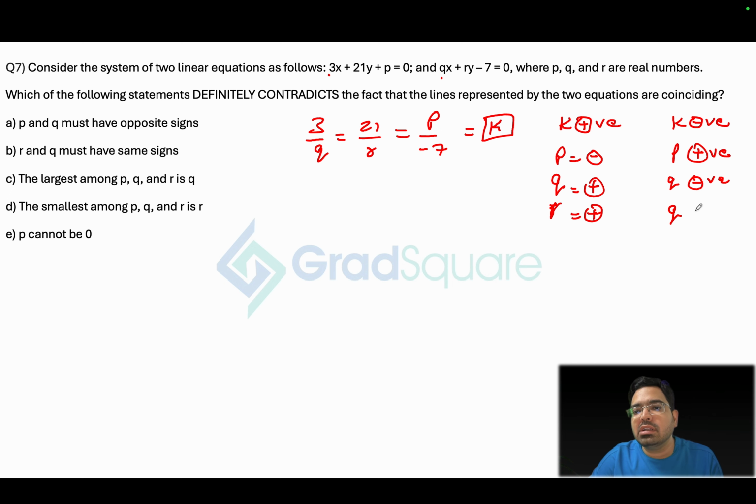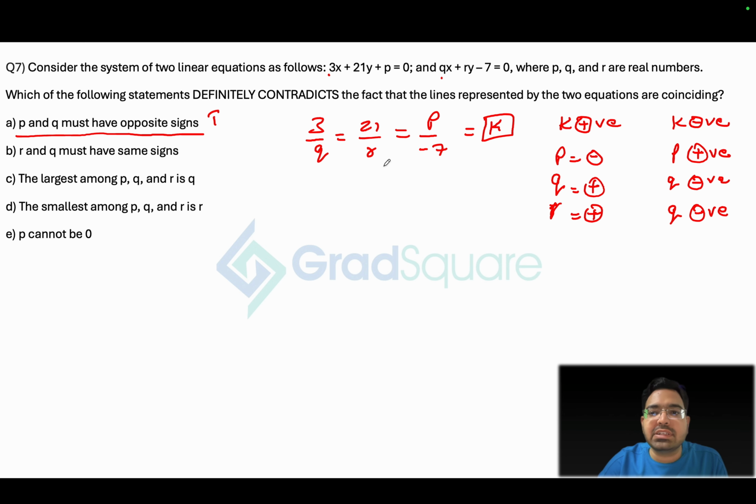Now, let's go back and evaluate the options given to you, to see which one of the following has to definitely contradict, right? P and Q must have opposite signs. If I look at P and Q in either of our situations, they have the opposite sign. So this statement is true. It does not contradict the fact that these two lines must be coinciding lines.